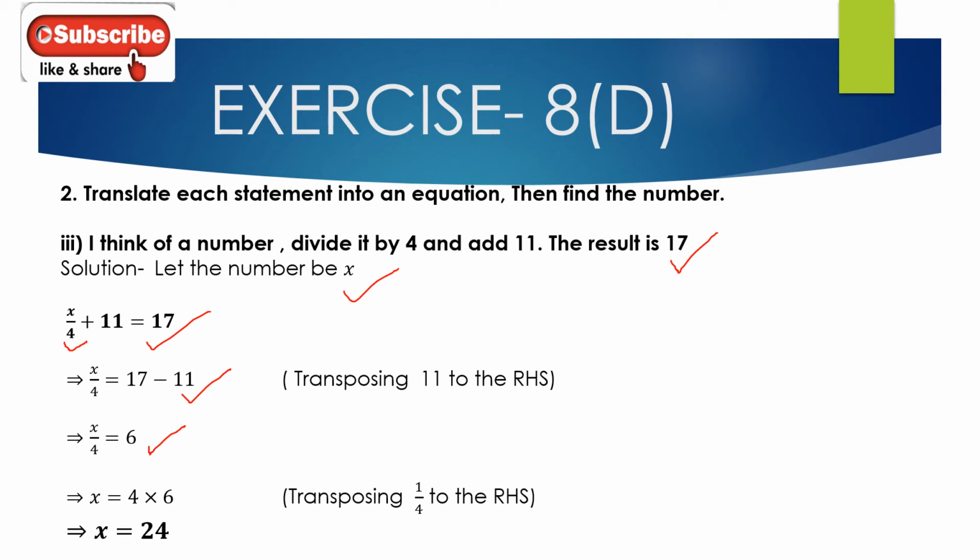Now we get x equal to 6 multiplied by 4. The division by 4 is transposed to the right hand side, and we get multiplication by 4. Now we get x equal to 4 multiplied by 6, which is 24. That is x equal to 24. So the value of the variable x is 24. So the number is 24.